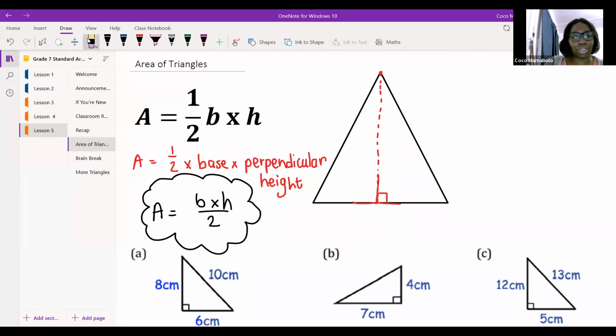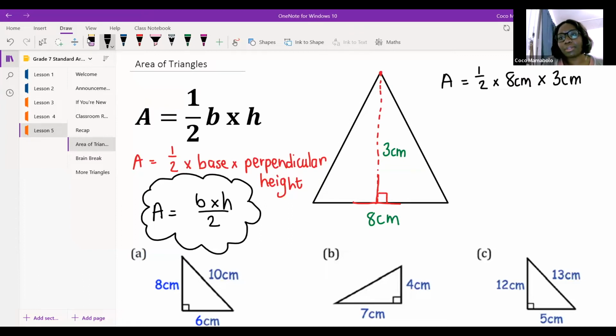Now, if I say to you guys that the base of my triangle is 8 centimeters and the perpendicular height is 3 centimeters, if I put this into my formula, I'm going to go area is equal to half of 8 centimeters multiplied by 3 centimeters. Now, guys, tell me, what is half of 8 centimeters? What is half of 8 centimeters? Well done, Etienne. Awesome. Excellent. It's 4 centimeters. Good. So I'm going to get 4 centimeters.